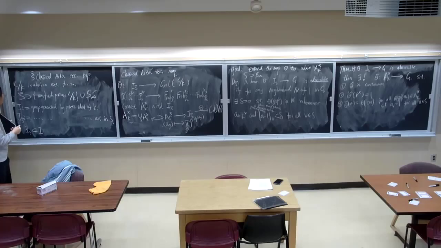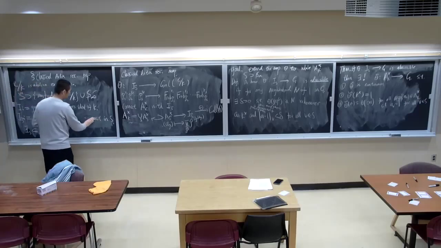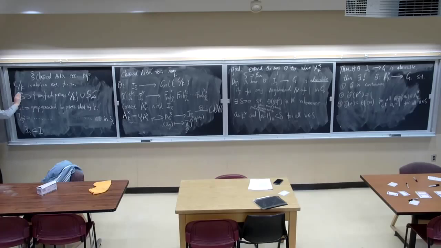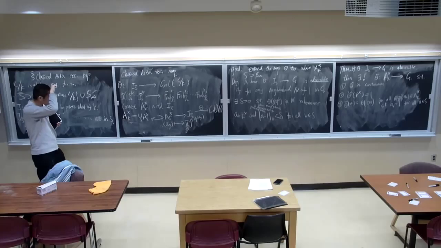So not in S. I know it's confusing, but it is a group generated by prime ideals not contained in S. And then you just remove the S infinity. Yeah, and then everything. Okay, I get it. And then remove the S infinity as well, because now you don't have S infinity.